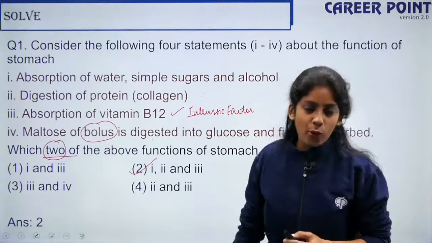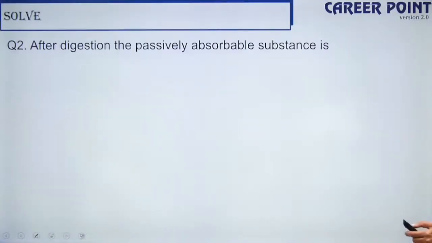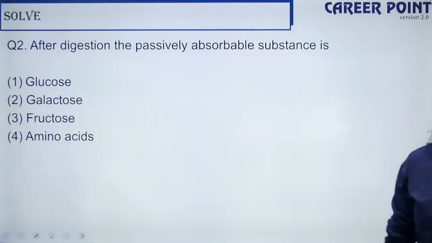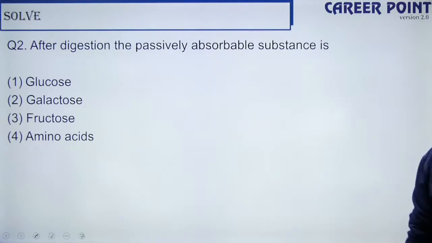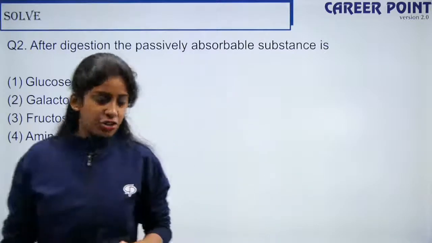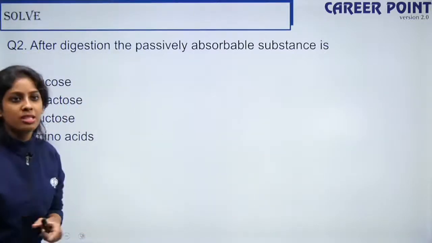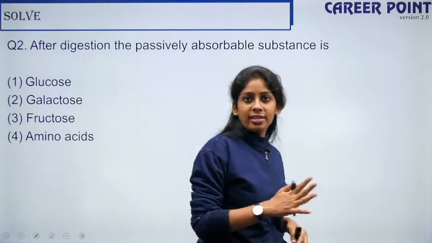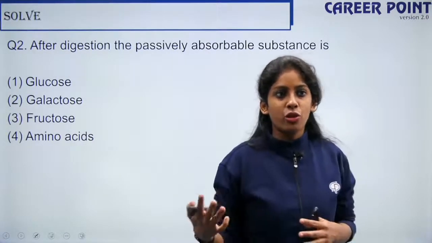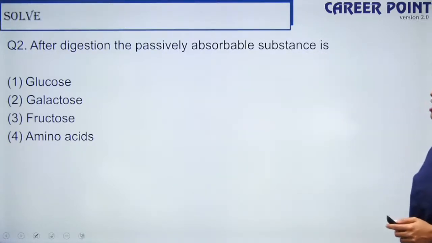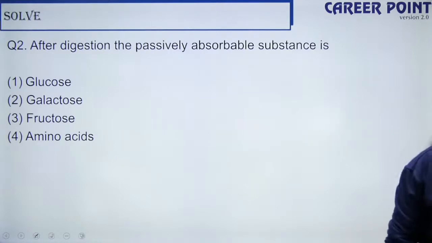So let's go into the second question. Let's see how the second question is. After digestion, the passively absorbable substance is glucose, galactose, fructose or amino acid. Yes, Nishra, what is the answer? Yes. So absorption happens by 4 ways, right? Sorry, 3 ways. Active, passive, and in passive you also have diffusion. So here the right answer is galactose.